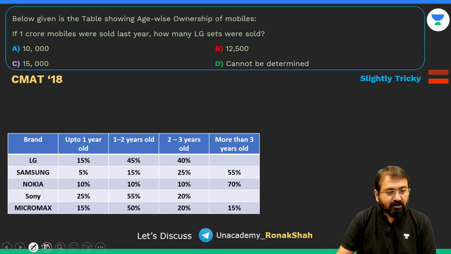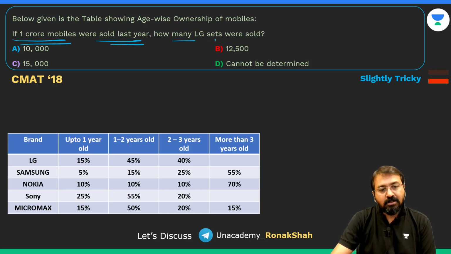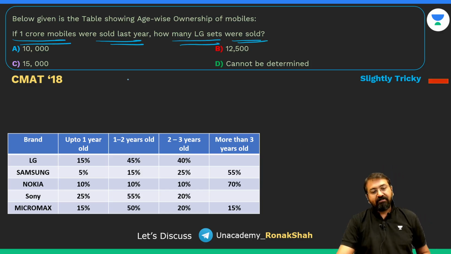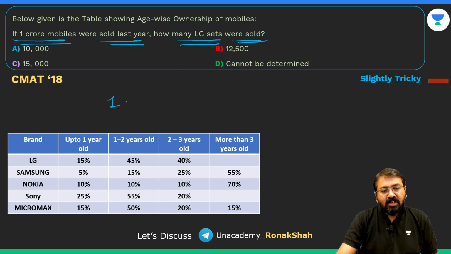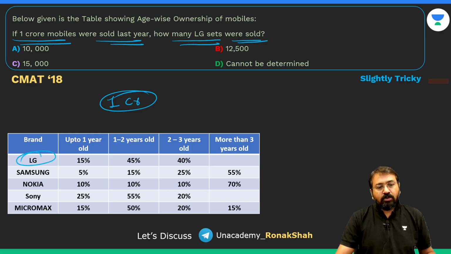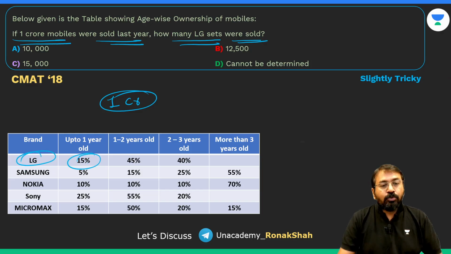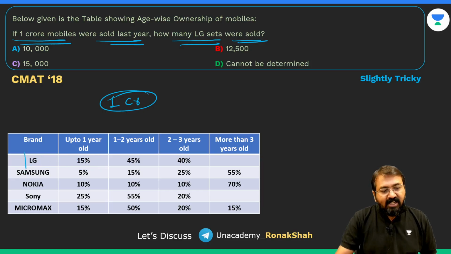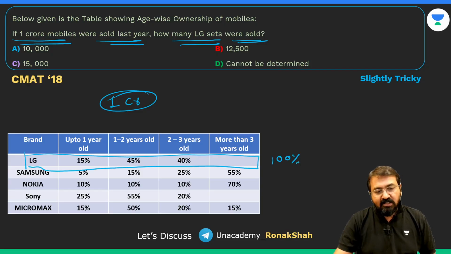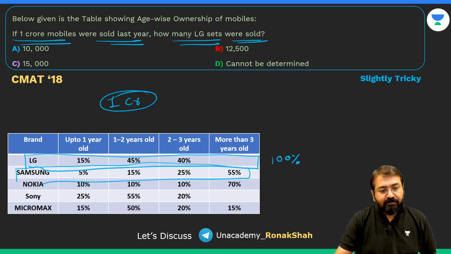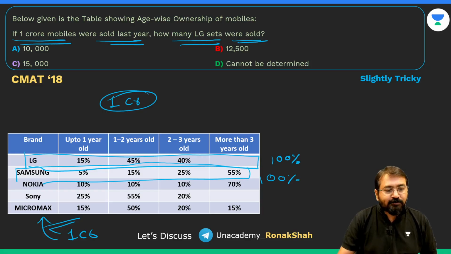Now let's look at the question. What is the question over here? They are asking, if 1 crore mobiles were sold last year, how many LG sets were sold? Guys, can we find out, of 1 crore mobile phones, what were the total LG phones sold? No, we can't find out. These percentage values are of no use. See, these are independent values. This LG breakup is 100%. Similarly, this Samsung breakup is 100%, and so on and so forth. So among them, we cannot make out, out of this 1 crore mobile phones, how many were of Micromax, how many were of Sony, and so on and so forth.